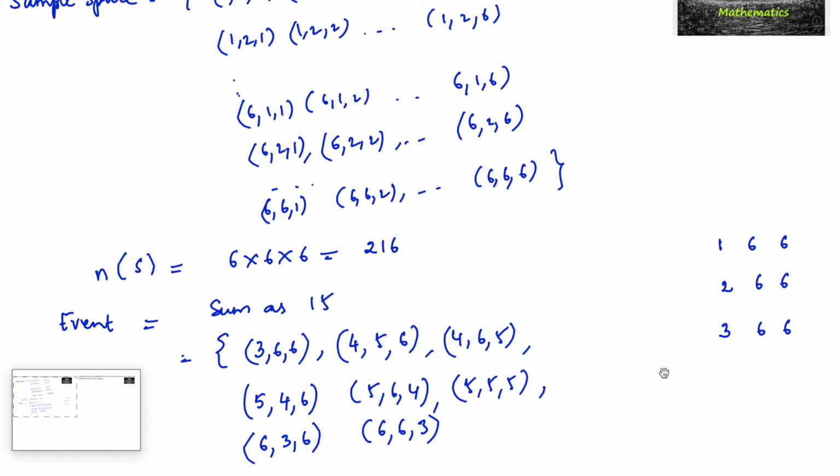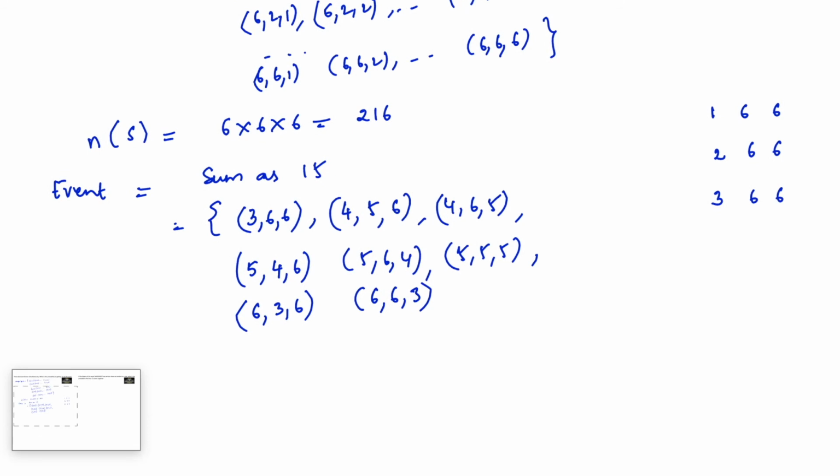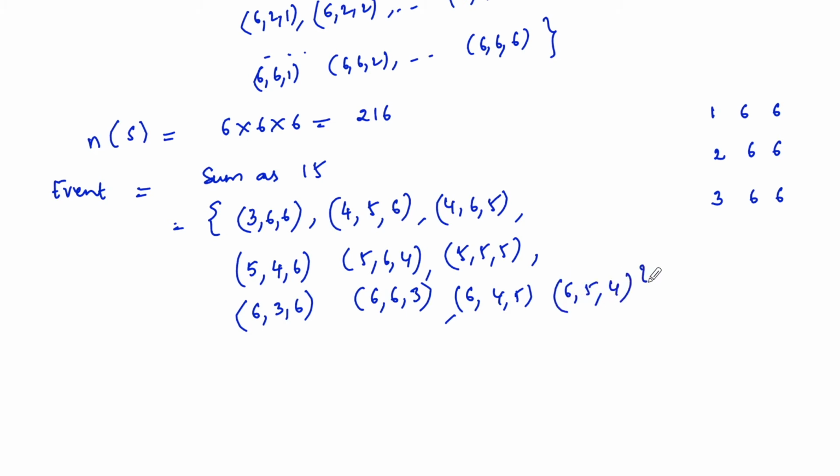and we can also write, I think totally you are getting 1 2 3 4 5 6 7 8, and even we can write 5 comma 6 comma 4, and we can write even 6 comma 4 comma 5, and 6 comma 5 comma 4. So that's it. 1 2 3 4 5 6 7 8 9 10. So total 10 outcomes are there which are favorable.